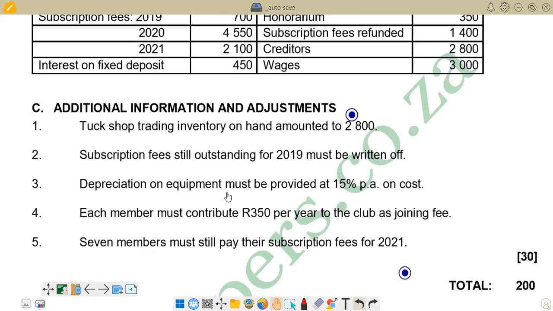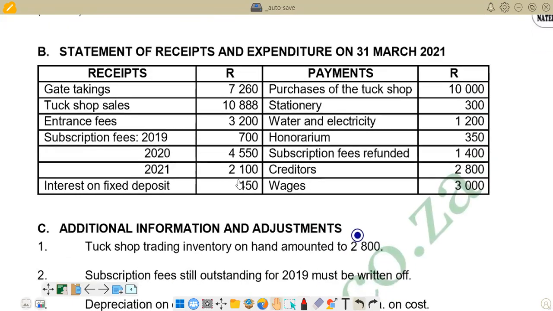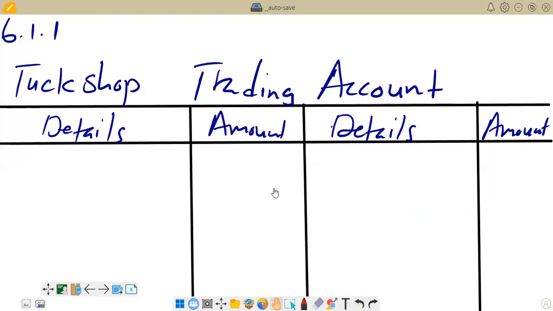Now we can go on to the first part. Remember, the first part requires us to prepare the tax shop trading account. So we can go to our answer section to see what we have. This is our tax shop trading account, where on the debit side we have the columns for details and amount, and the same on the credit side. In this tax shop trading account, we are going to start with the opening balances.